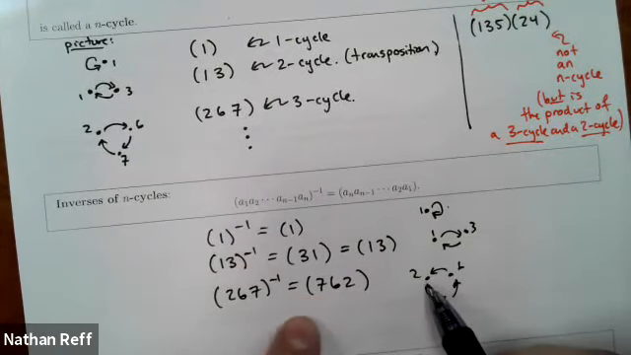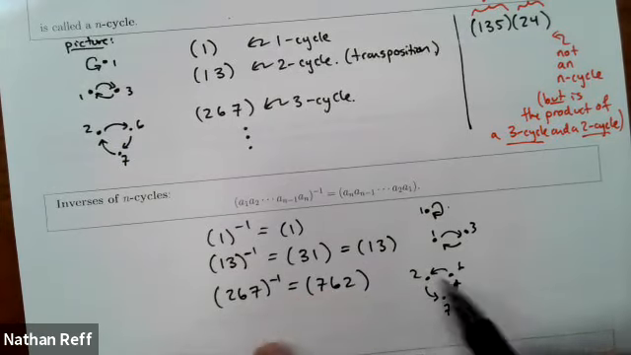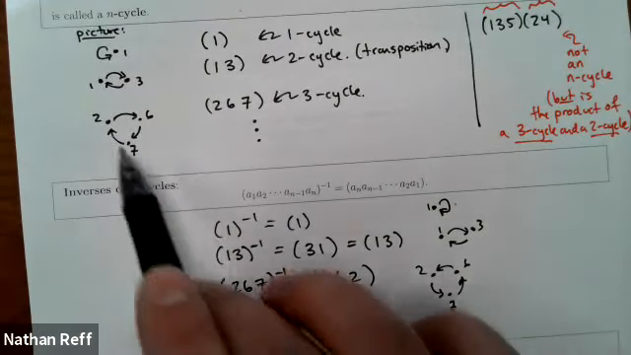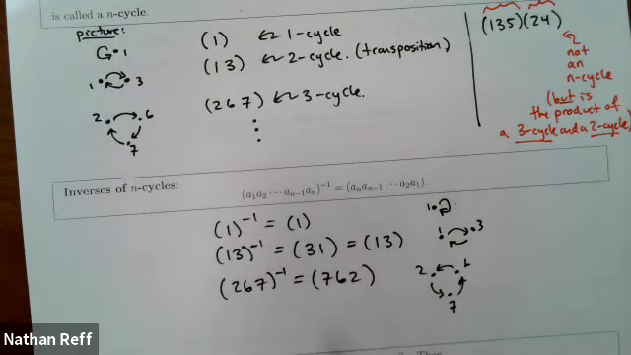6 goes to 2, 2 goes to 7, 7 goes to 6. So you see, the arrows are just going in the opposite way. Whatever the cycle direction is, the inverse should go in the opposite direction. That'll make sure that everything correctly goes the other way.